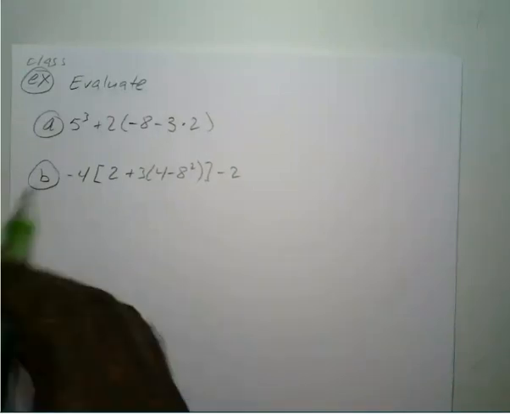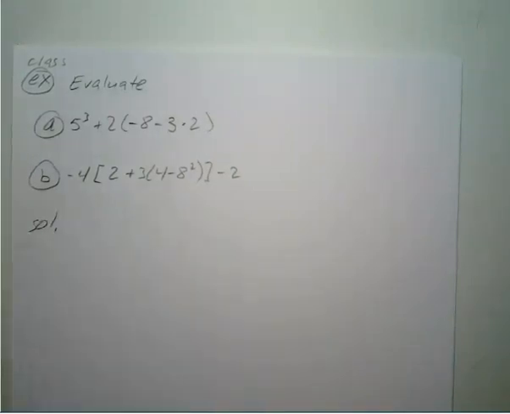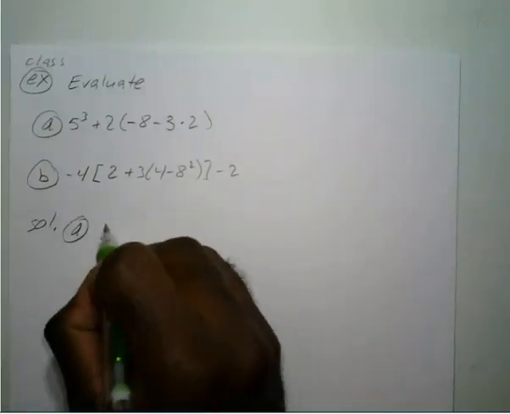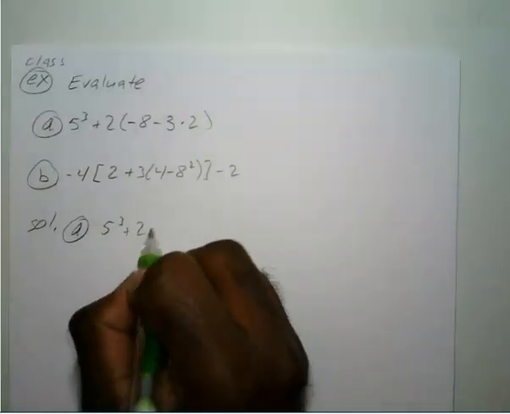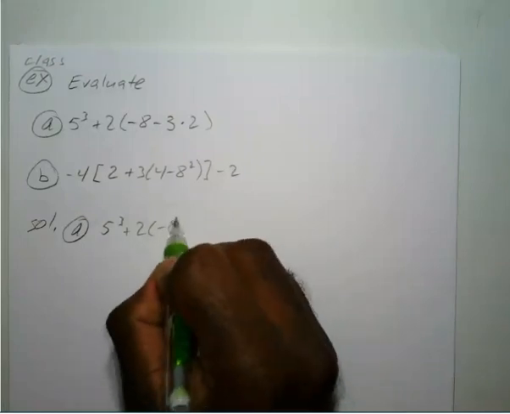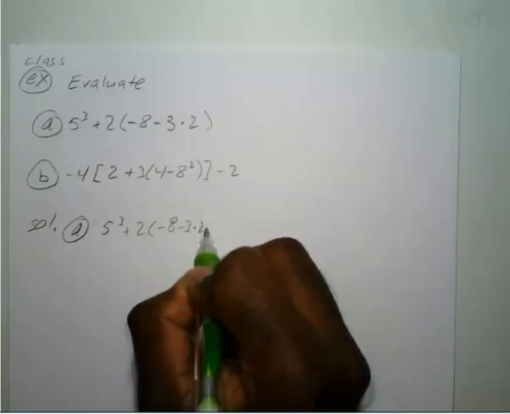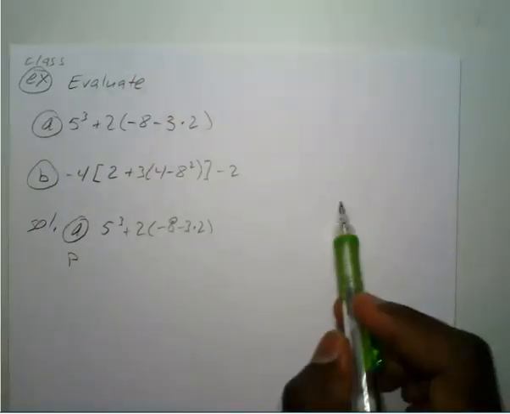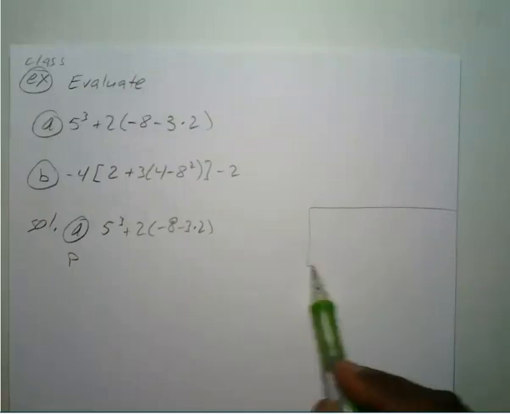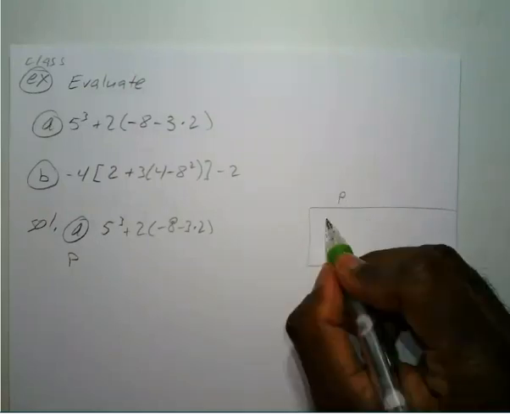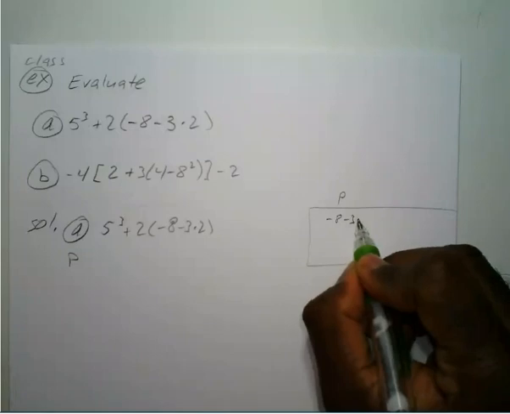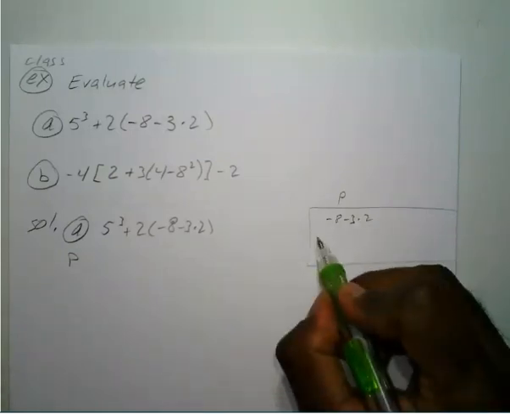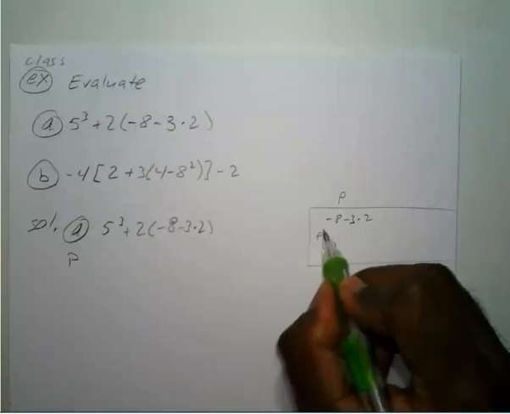All right, so I'm assuming you've pressed pause, so let's go ahead and verify. For A, we have 5 to the third plus 2 times (negative 8 minus 3 times 2). So we do have something in parentheses, so always do that over on the side. For your parentheses, you have negative 8 minus 3 times 2, and you do your own order of operations for that. Inside the parentheses, you don't have another set of parentheses.